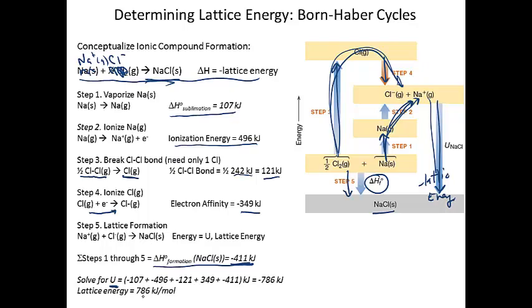And when you do, you get this step here as being minus 786 kilojoules. So therefore the lattice energy, which is the process to do the opposite, to break the ions apart, is plus 786 kilojoules. So you know everything except that when you do this calculation.